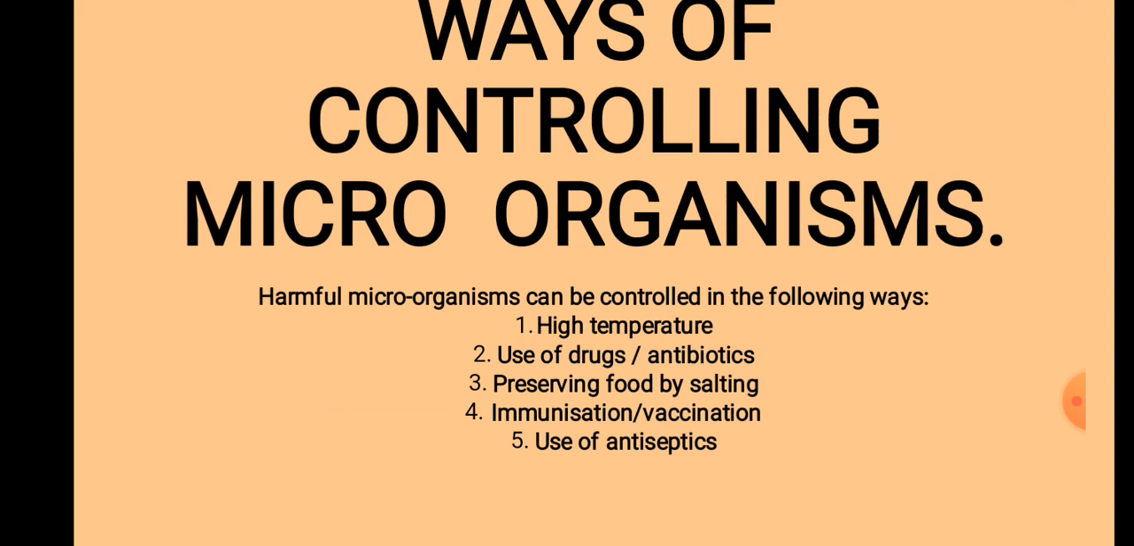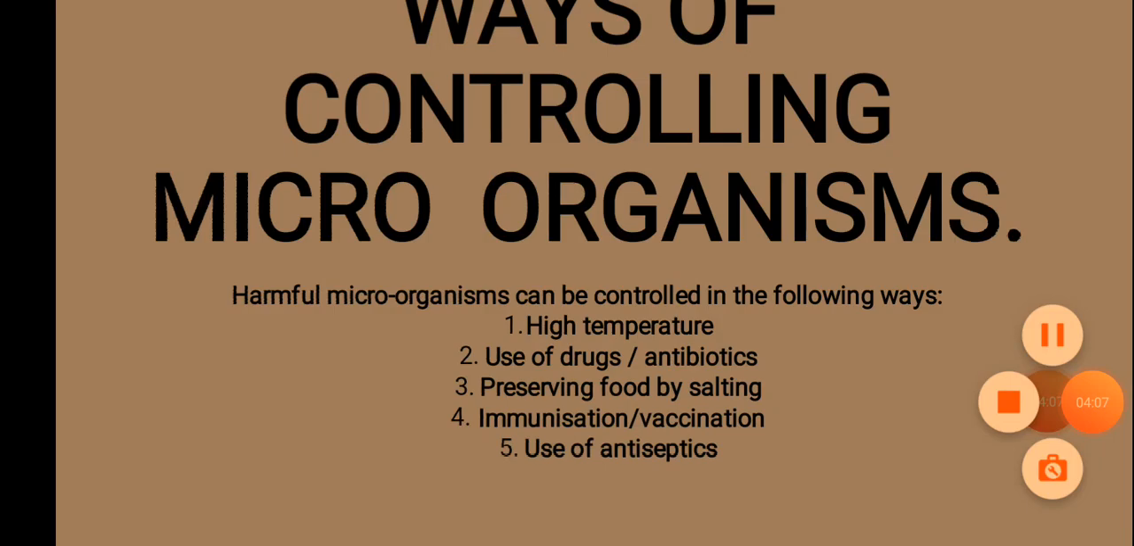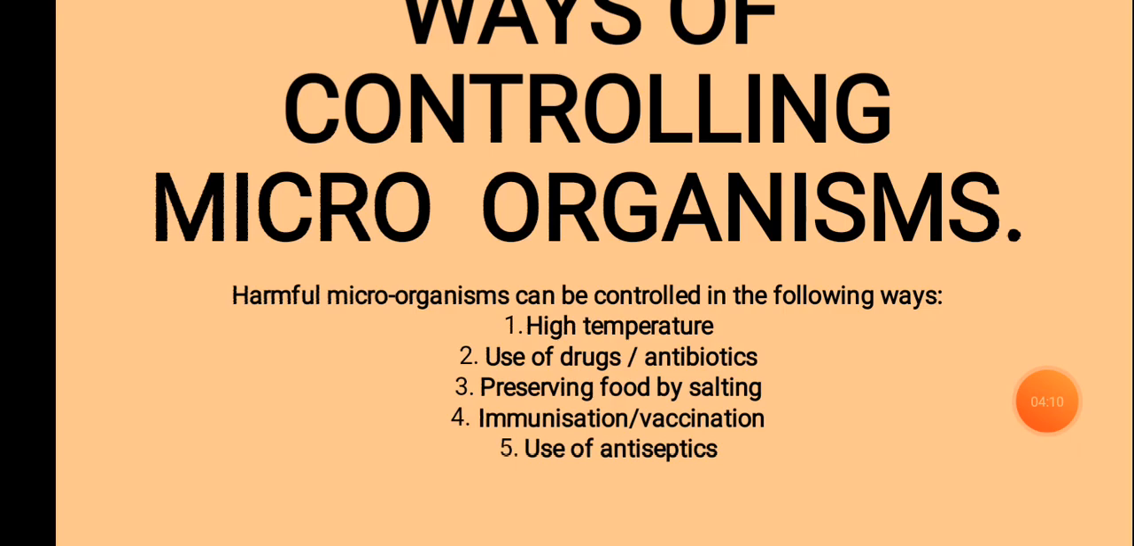Another one is preserving food by salting. The application of salt on food can help kill microorganisms or even render them inactive, thereby preserving the food. Then the third one is immunization and vaccination. We'll explain that. And also the use of antiseptic. You can use chemicals that can kill microorganisms, in the case of our bathroom, our sponge, and all of that.